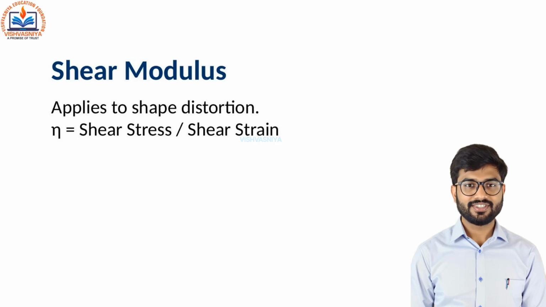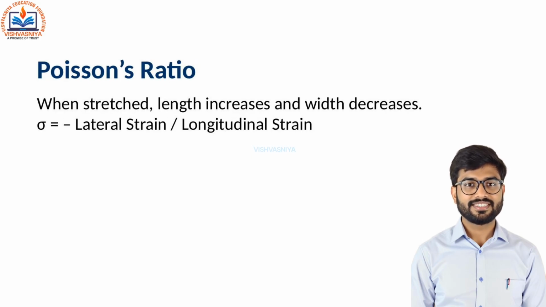Third, modulus of rigidity, also called shear modulus. This is used when a body is subjected to tangential force. It is defined as shear stress divided by shear strain. Fourth, Poisson's ratio. When a wire is stretched, it becomes thinner sideways. Poisson's ratio is defined as negative of lateral strain divided by longitudinal strain.